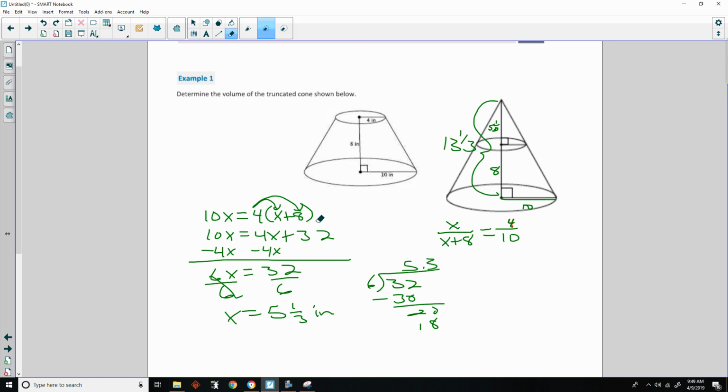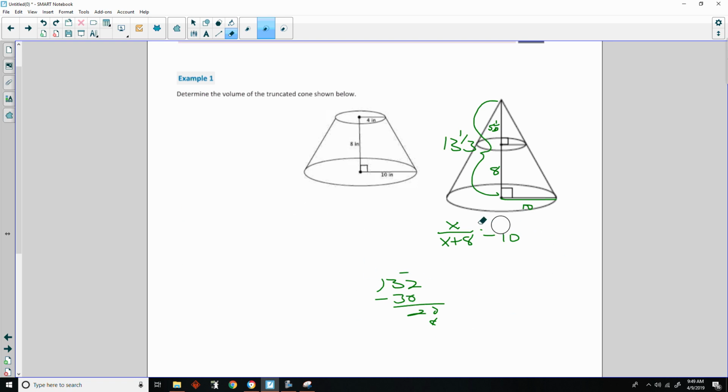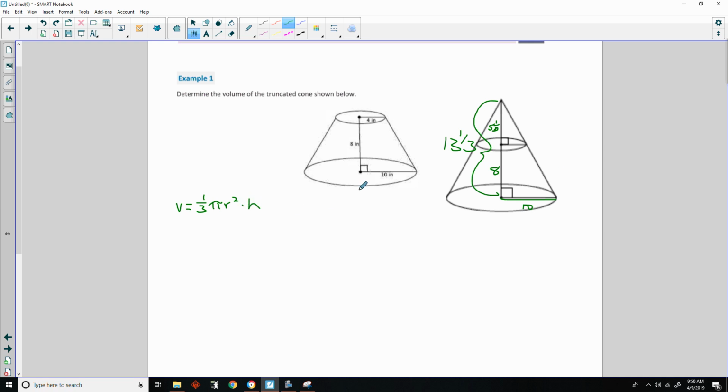So let me just erase this for room. We found using a proportion. Now we can get that out of the way. So once I found this piece right here, 5 1/3, I now know the height of the whole cone. And volume of a cone is 1/3 base area, which is pi r squared, times height. Volume equals 1/3 pi r squared times height.